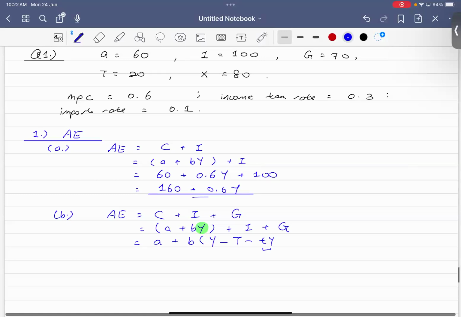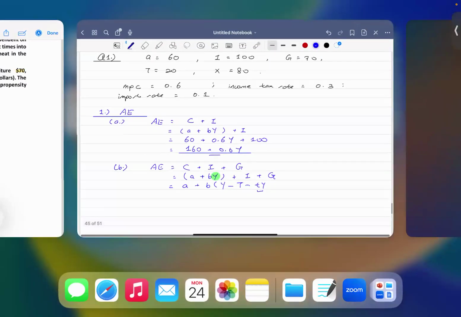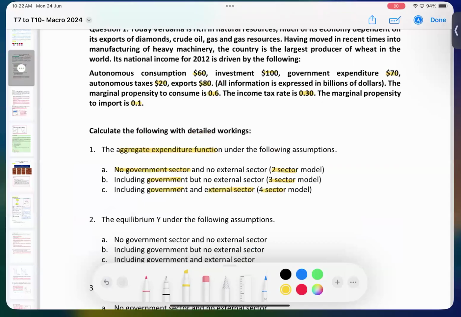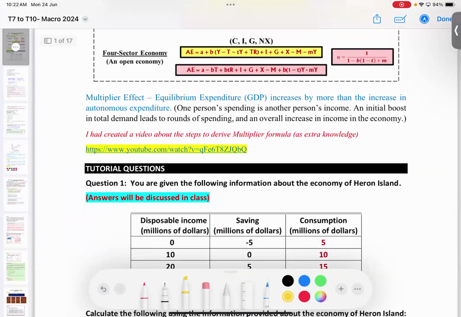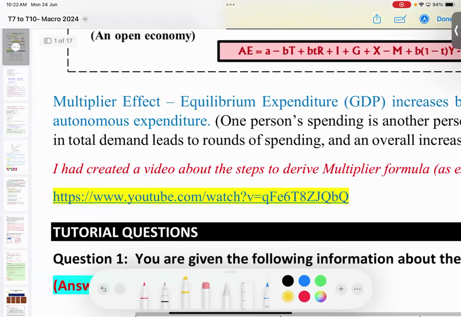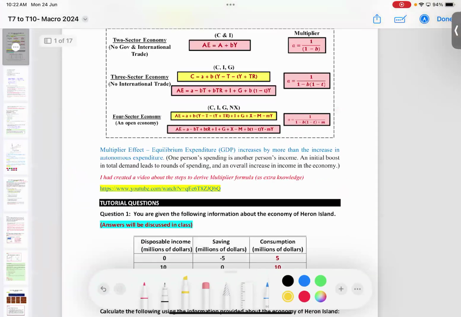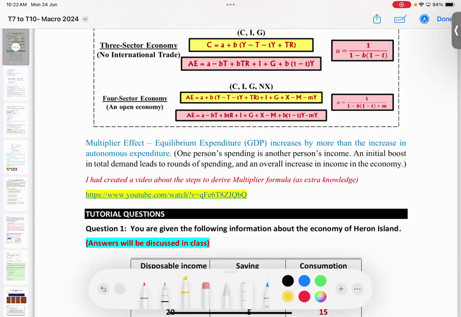Now how is that formula like this? I made it into the video that I asked you to watch last week. Remember, I said that before you look into the tutorials, I made an extra video, this one. If you wonder how all these formulas came out, how they are derived, please spend your time to watch that video.